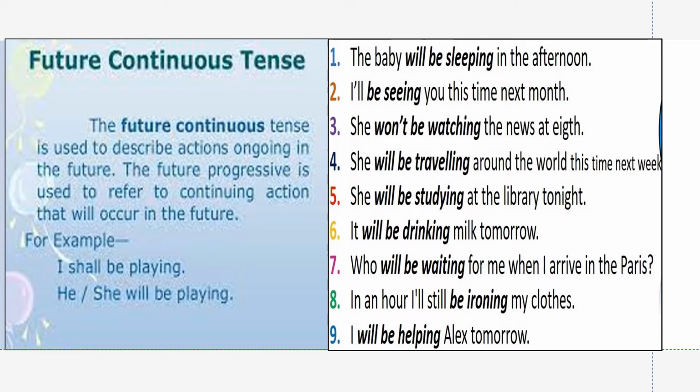Is it clear, children? Hope you all have understood what future continuous tense is all about. Now, not only that, future continuous tense is also used to express an action that is fairly certain to happen in the future and to express an action that will be continuing at some point in the future. Very clear?